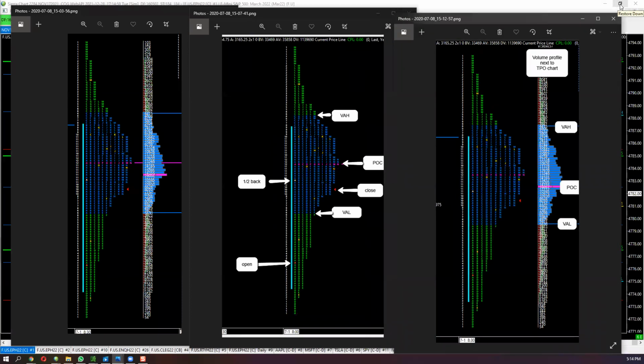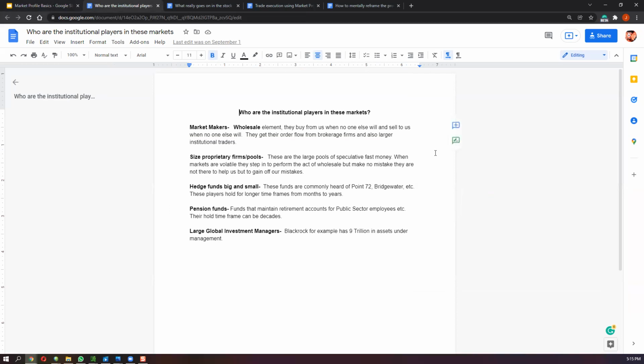Because when it comes down to it, these markets are traded, and the price is moved, by large traders, right? Those large traders comprise wholesalers, so these are the institutional players in these markets. And you really have to understand who they are. You don't have to be an expert at it, but you have to understand that there is a wholesale element to a market. There are people who buy from us and sell to us when nobody else will. They are called liquidity providers, or what we call wholesale market makers.